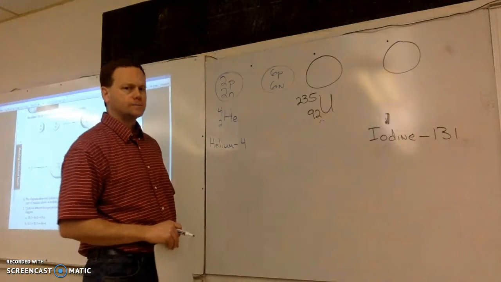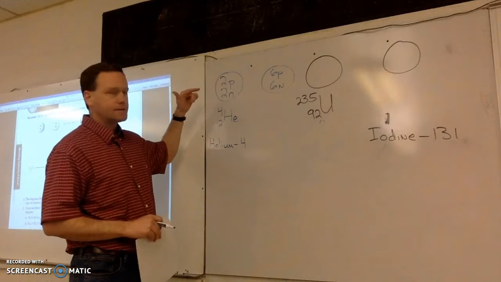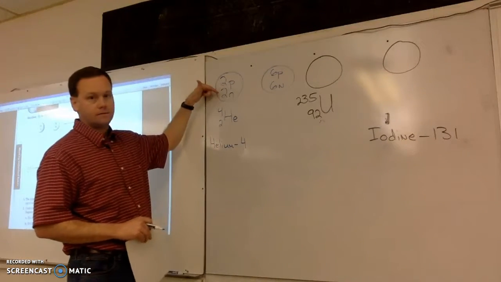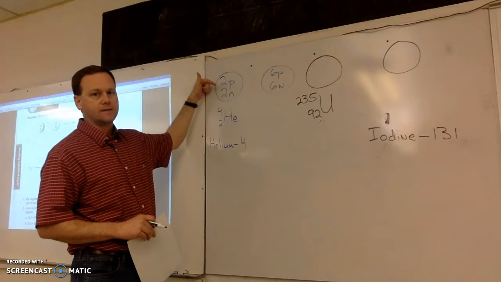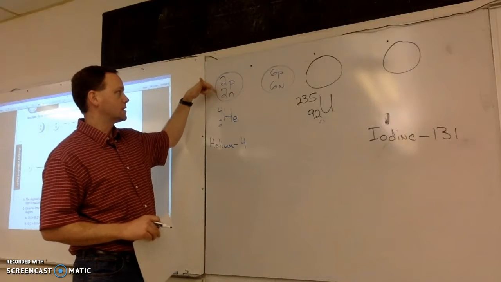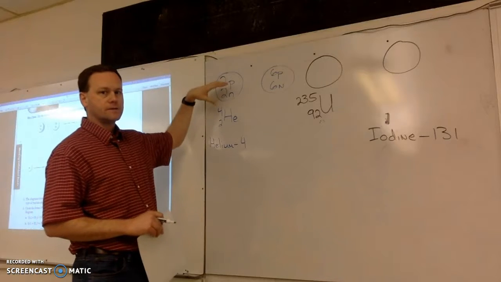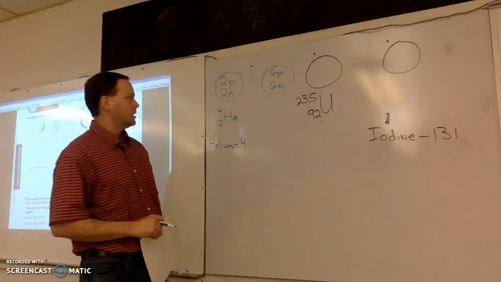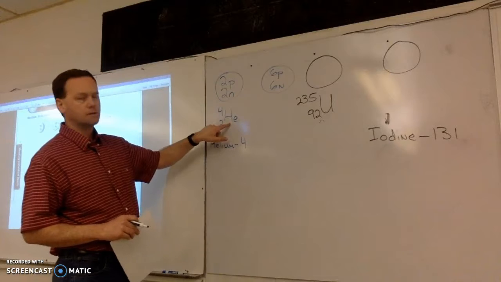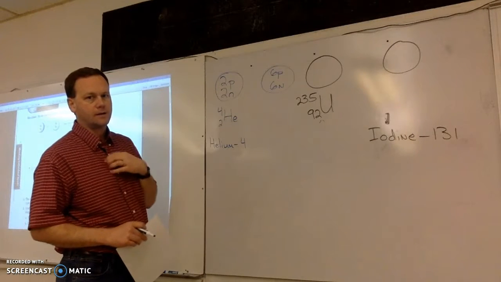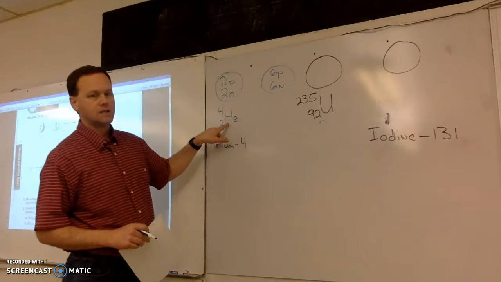I don't know if you can see this very well, but this is 2p and 2n. The P stands for protons, the N stands for neutrons. So you've got two protons and two neutrons in the nucleus of this atom. This can be written as a symbol based on that diagram. The symbol is He for helium.